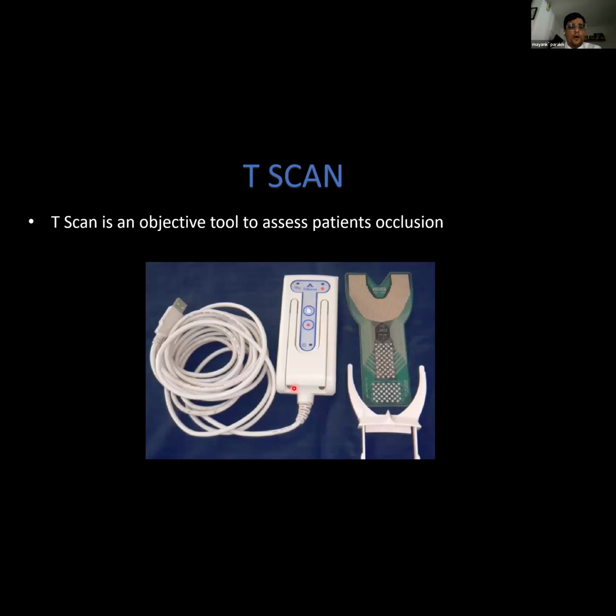Now, moving on to another thing that was extremely popular, especially in 2020 and 2021, that is the T-scan. This is one of the only objective tools where you can assess the patient's occlusion. Whenever we check the occlusion of the patient using various thicknesses of articulating paper, it's relatively arbitrary. It's very subjective to what the dentist feels. But this scan, on the other hand, gives us reliable data numbers.